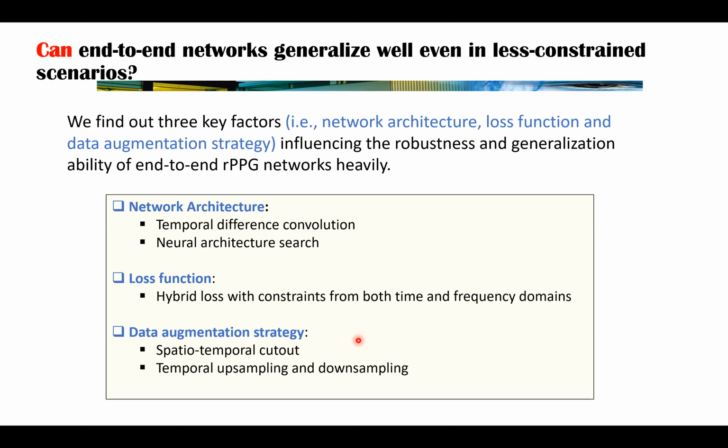For example, an average heart rate larger than 100 BPM. But in the current datasets, there are very few of this kind of sample. So they will cause a long-tail distribution, which will force the network to learn most cues only from the easy samples, but neglect the very hard samples. So according to this situation, we propose some spatial temporal cutout and a temporal upsampling and downsampling strategy.